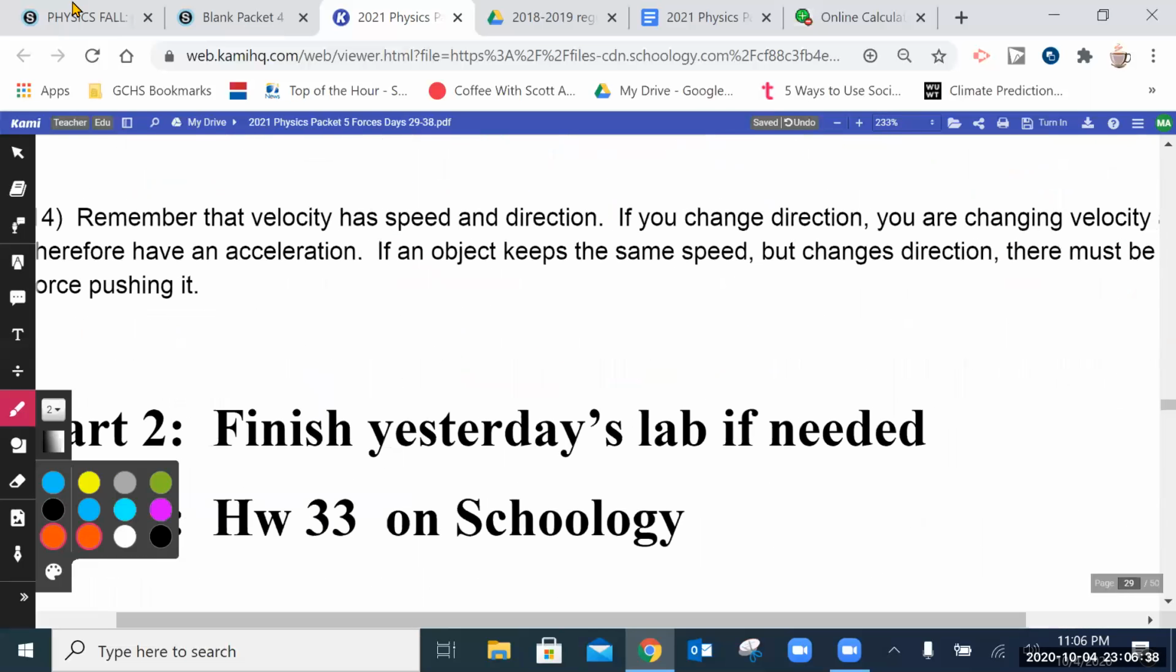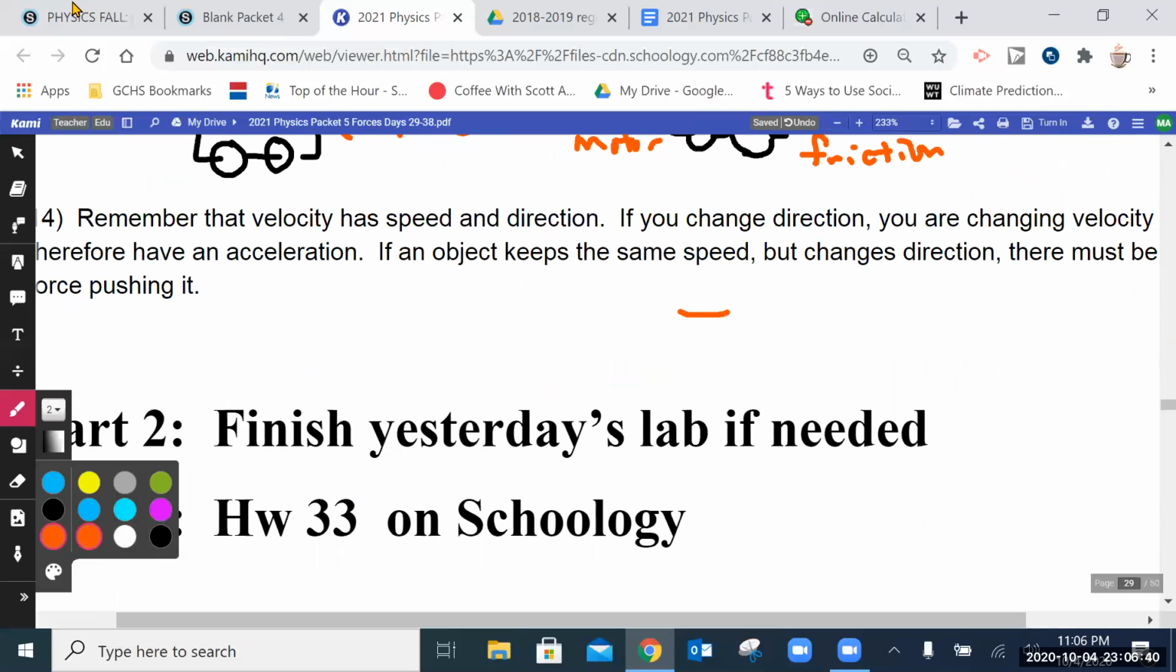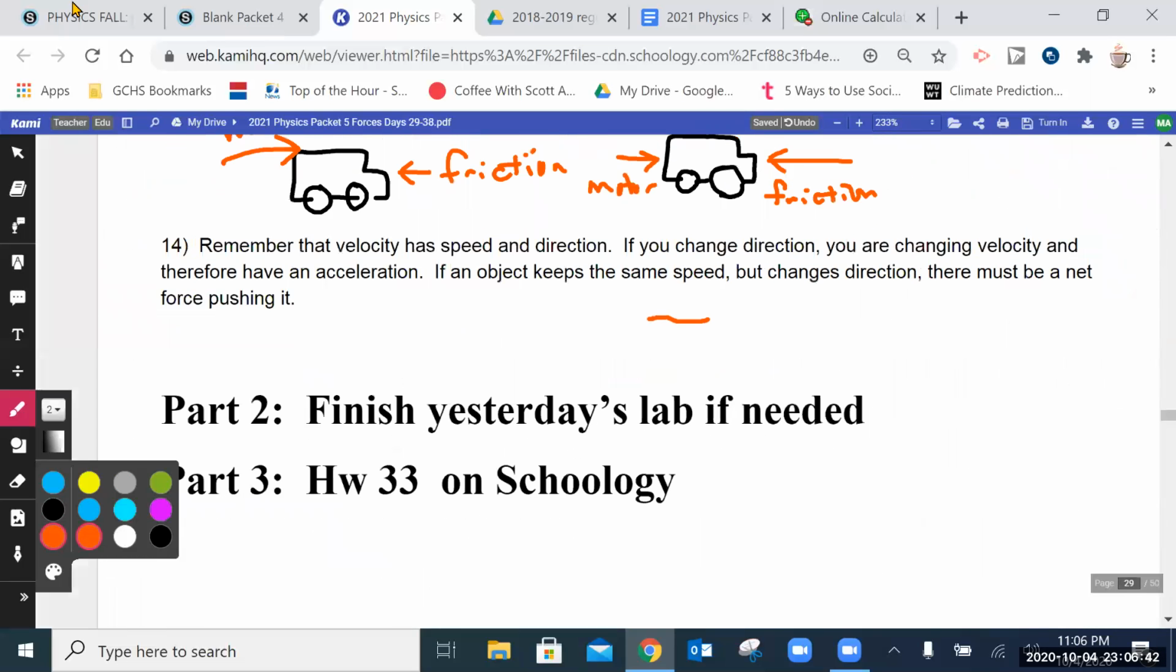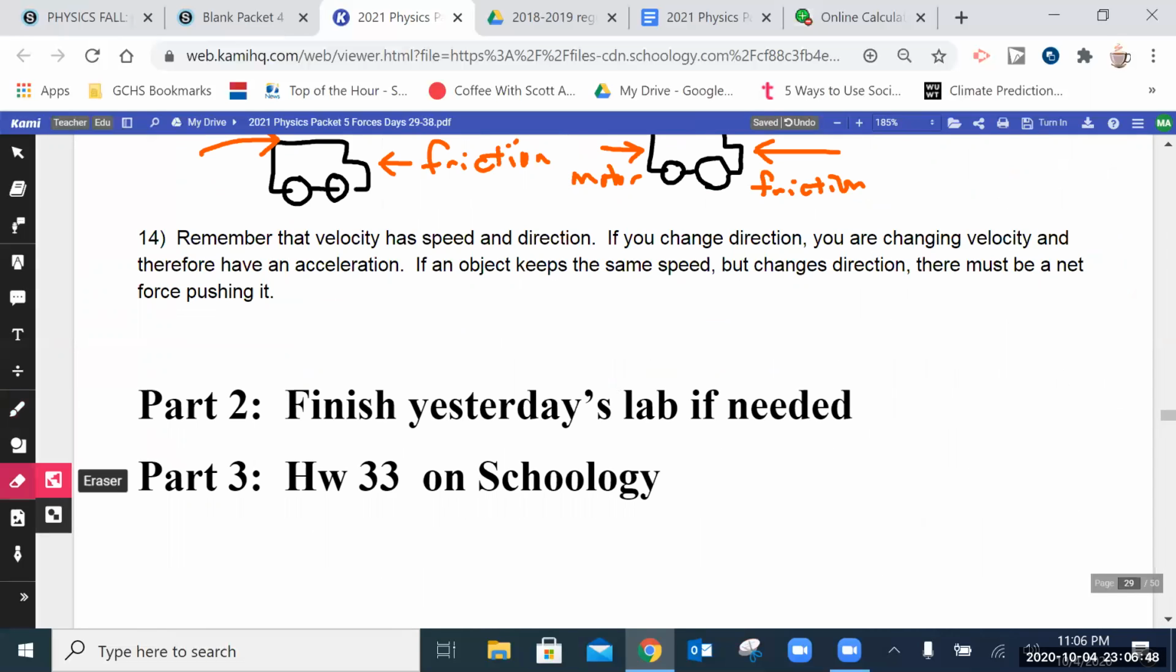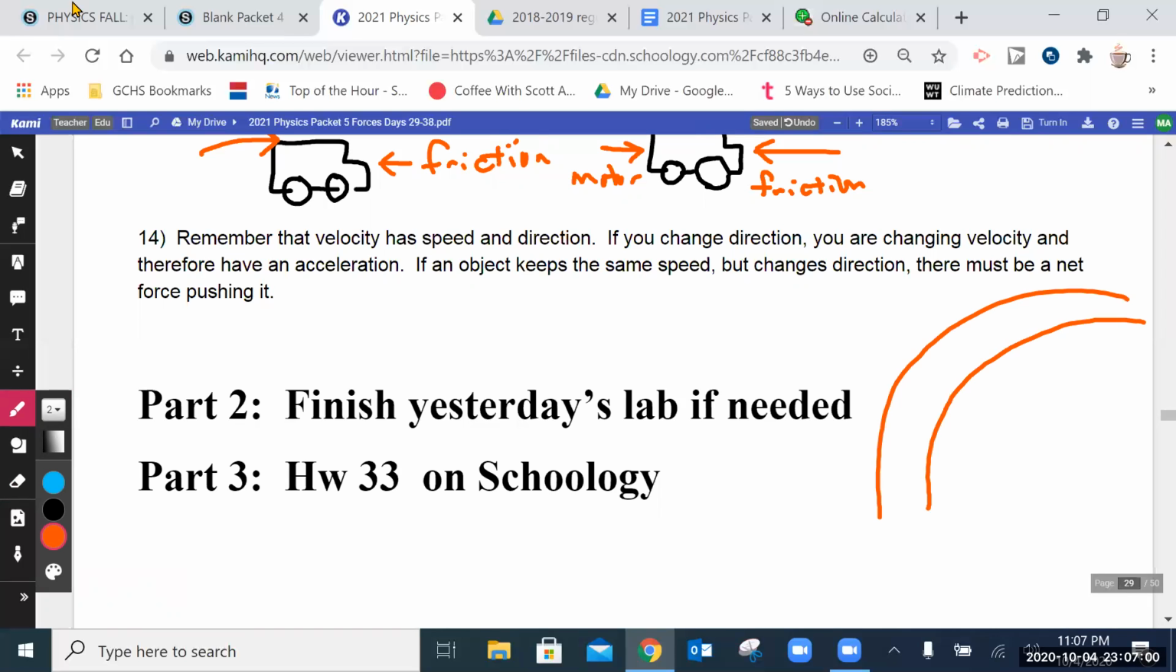Number 14. Remember that velocity has speed and direction. If you change direction, you are changing velocity, and therefore you have some kind of an acceleration. If an object keeps the same speed but changes direction, there must be a net force pushing on it. So if you think about a car taking a curve, and I'm just going to draw a block for the car, an overhead view.